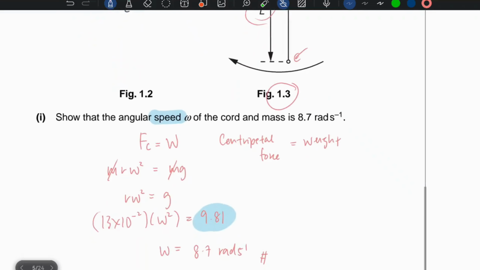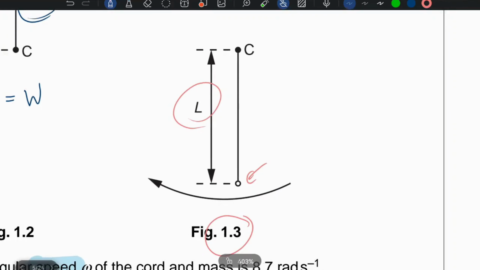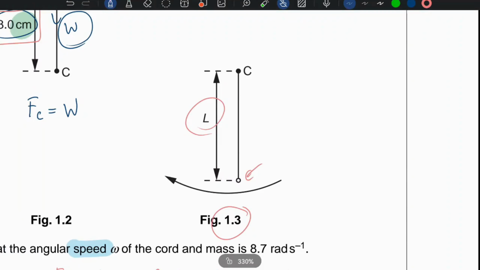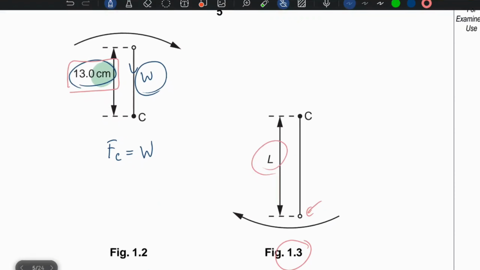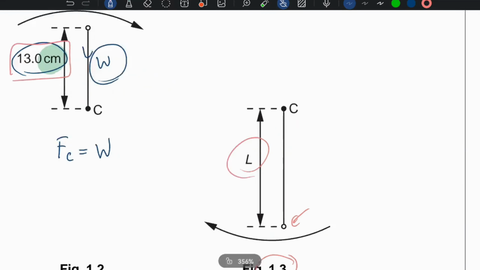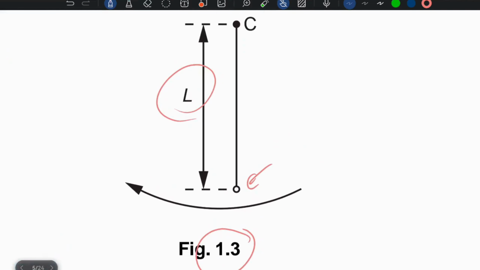Okay, so let's analyze this figure 1.3. This length L is definitely an extended length. Even when you just compare figure 1.2 and 1.3, you can realize that it's an extended length. When it's an extended length, it means you have extension, and when you have extension, that means you have tension. So in this diagram, if we were to label our tension and weight, your weight is this, and this would be your tension.